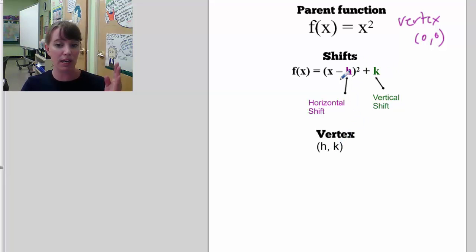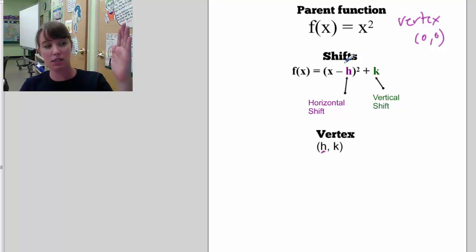So h means it shifted along the x-axis by a positive h amount. Remember, if it's minus h, it actually shifts in a positive direction. And the k, if it's plus k, then it shifts up. So now your vertex shifts positive and up in this case right here.